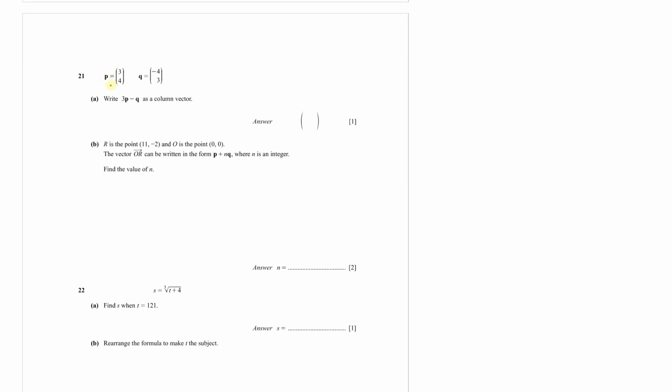Question 21: you're given vectors p and q, write 3p minus q as a column vector. So 3p minus q will be 3 times this vector p, which is 3, 4, minus q, which is 4, 3. If I bring this scalar 3 inside, I will get 3 times 3 is 9, 3 times 4 is 12. So this will be 9, 12 minus 4, 3. So 9 minus 4... 9 plus 4 is 13. 12 minus 3 is 9. So this is 13 and 9.